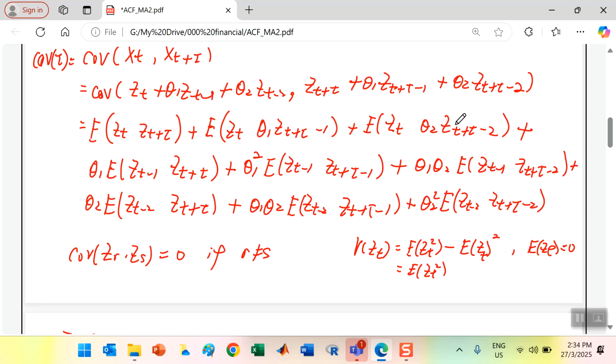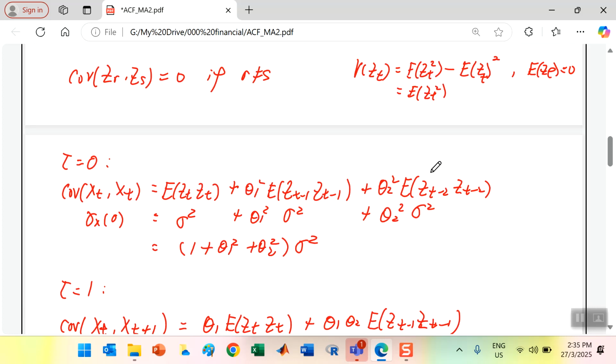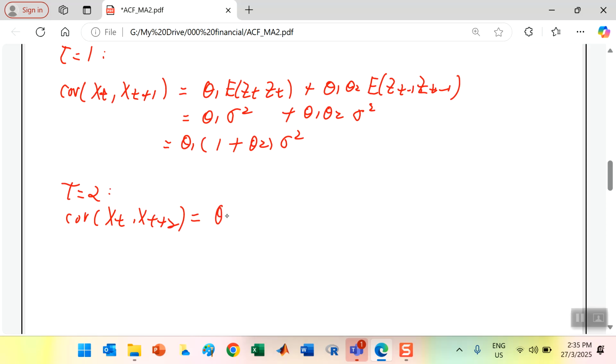So theta 2, so this is (t+2)(t-2). Okay, so these are the only terms. So you can take out the theta 2. Why is this not taken out? This one should be taken out. So you have theta 2 times E of Z_t times Z_t. Okay, so you have this term theta 2 E of Z_t Z_t. So this will be the only term. You have theta 2 sigma square.